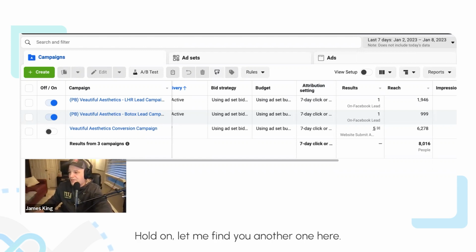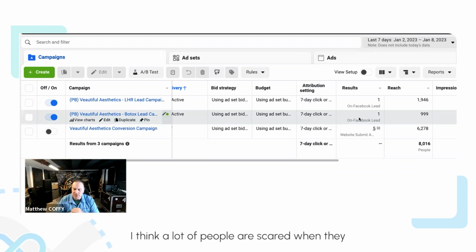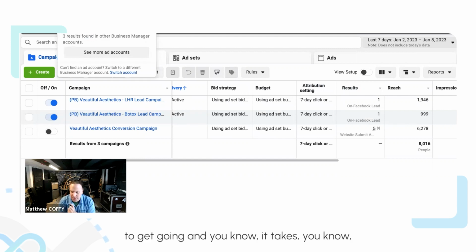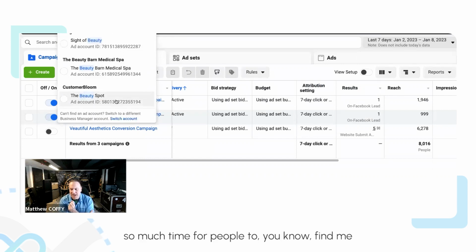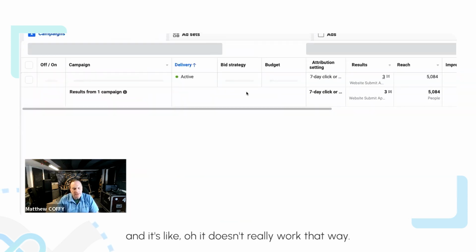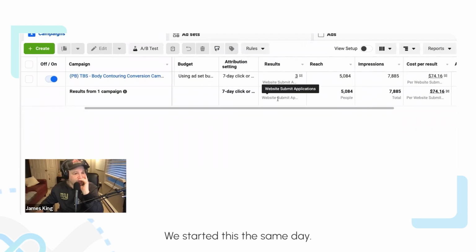Hold on, let me find you another one here. Yeah, this is good to do with new accounts so that people see that it's not like it. I think a lot of people are scared when they talk with us that, oh, it's going to take 30 days to get going. And it's like, oh, it doesn't really work that way. No. Same thing. We started this the same day, right?